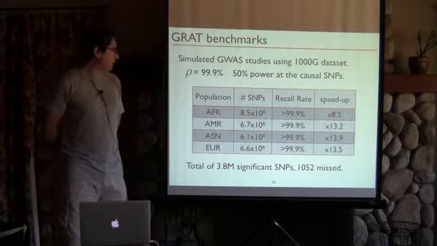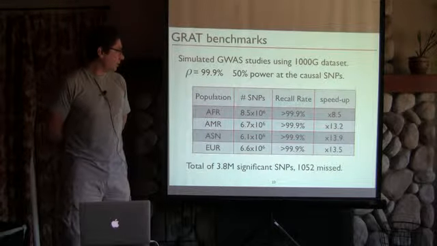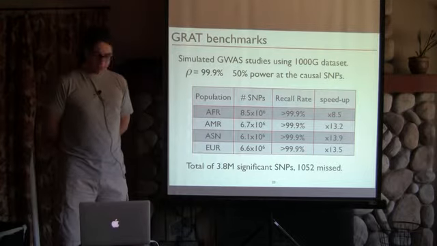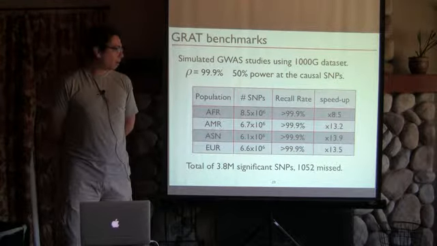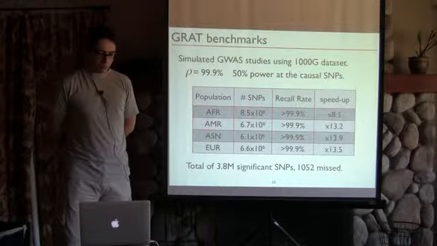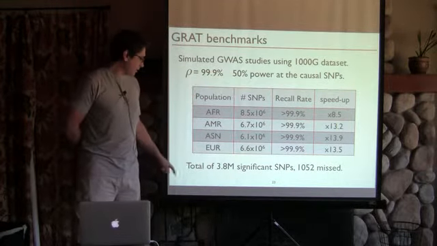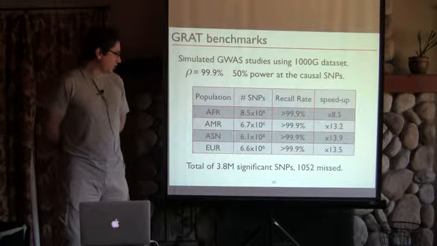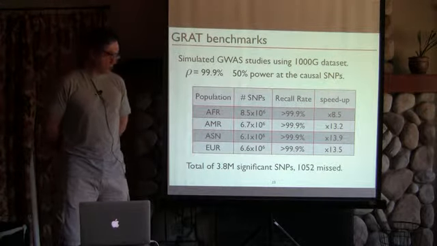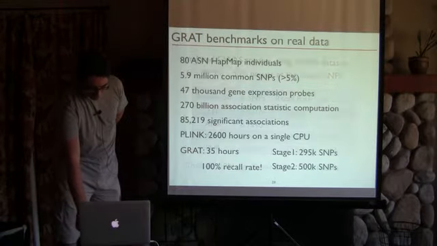The speed up we gain compared to testing all the SNPs is really good. On average, we have a speed up of 10 times, which means we can perform all these genome-wide association studies 10 times faster than computing all the SNPs. And to give you an idea of how good the recall rate is, in all of these simulations, in total, we had 3.8 million significant SNPs, and we only missed 10,000 of them.